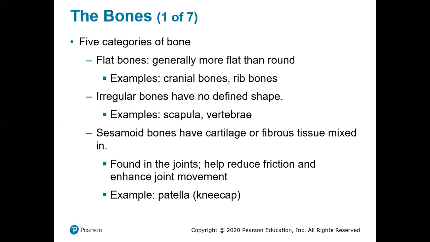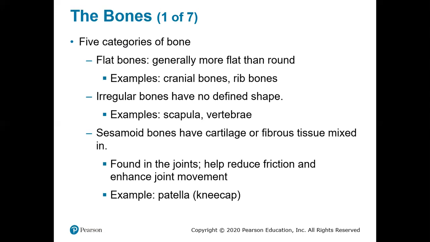We have 5 categories of bone. These are numbered, again, starting at the bottom right of page 418 and then moving over to page 419. The first are the flat bones. These are generally more flat than round. Examples would include cranial bones and rib bones. Number 2 is irregular bones. They have no defined shape. Examples would be the scapula and the vertebrae.